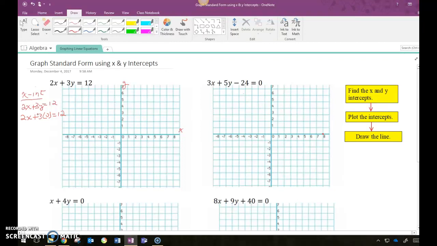So 3 times 0 is just 0. So what I need to do is divide by 2 here, and x equals 6. So my x-intercept is right over here on the x-axis at the number 6. Okay, to find my y-intercept, I'll just do the same thing. So for the y-intercept, let x equal 0.